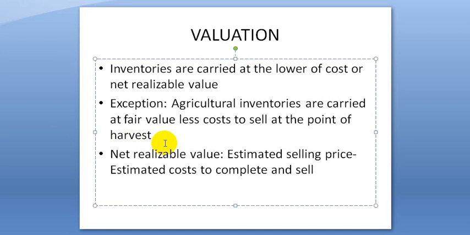And here we should know about cost. Cost means purchase price plus direct cost related to that inventory. And what is net realizable value? Net realizable value means estimated selling price minus estimated costs to complete and sell. So how do we value inventories under IFRS? Cost or NRV, whichever is lower.